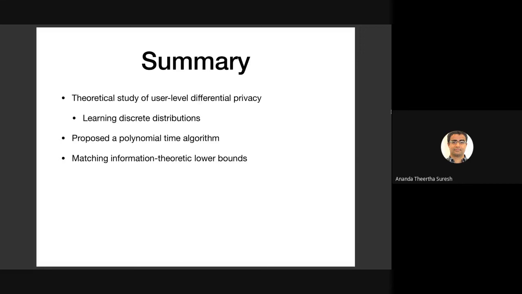To summarize, we started this theoretical analysis of user-level differential privacy, and we focused on learning discrete distributions. We proposed a polynomial time algorithm and matching information-theoretic lower bounds.